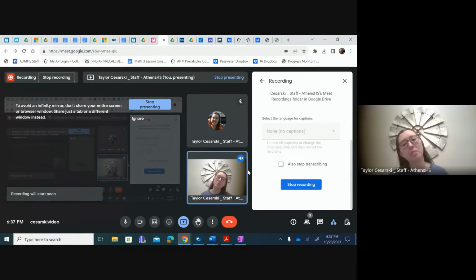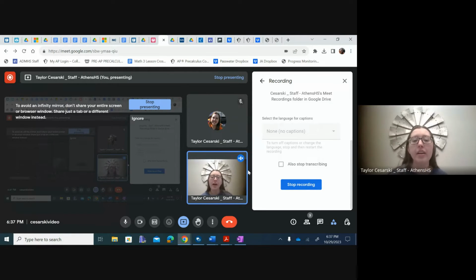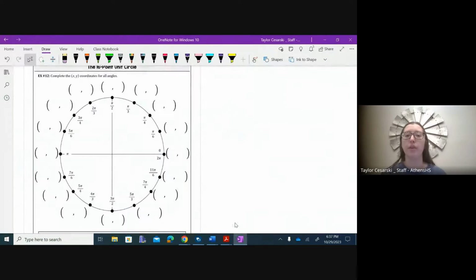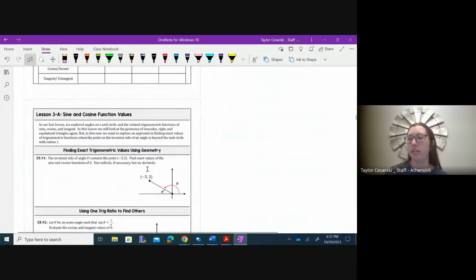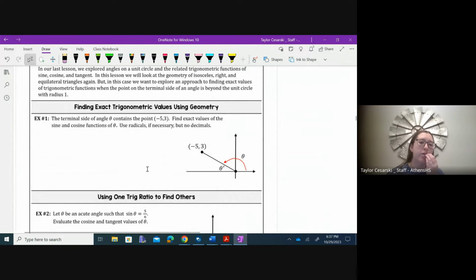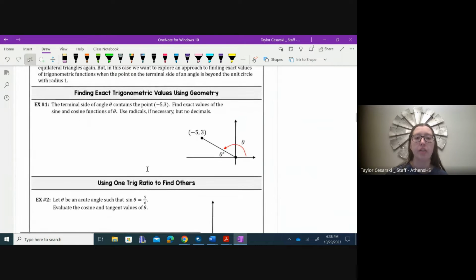Hi guys, welcome to 3.3, which is sine and cosine function values. This is really going to be an extension of what we talked about in 3.2 using our unit circle, but also just knowing those relationships between sine, cosine, and tangent. All right, so now everything's not going to necessarily have a radius of 1. So now we're going to have a different length of the hypotenuse or radius, however you want to think about it. And so we want to be able to find all different values.